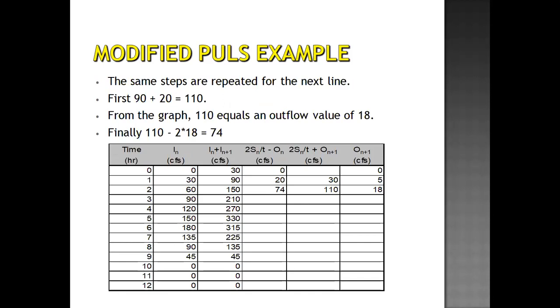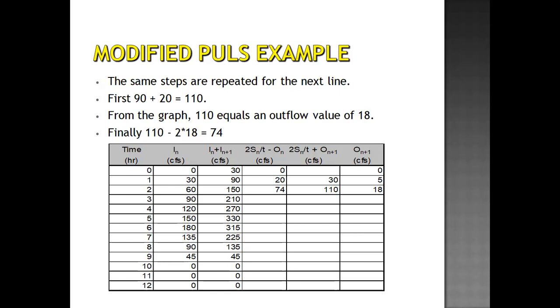The same steps are repeated for the next line. First, 90 plus 20 is equal to 110. From the graph, 110 corresponds to an outflow value of 18. Finally, 110 minus 2 times 18 is equal to 74.